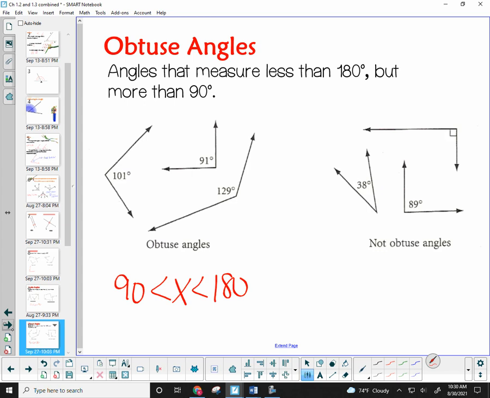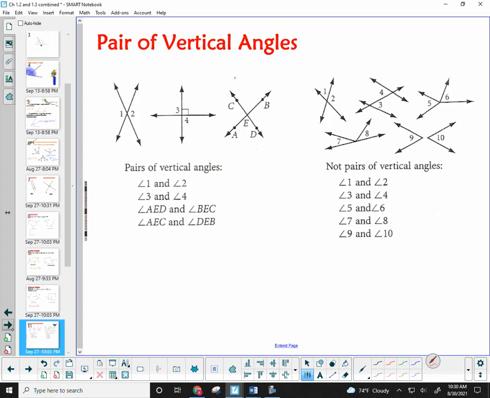All right, next we're going to talk about some angle pairs. Okay, we're going to talk about some special angle pairs. The first angle pair we're going to talk about are called vertical angles. Maybe something I need to mention first. Do you know the term adjacent? Have you ever heard of that?